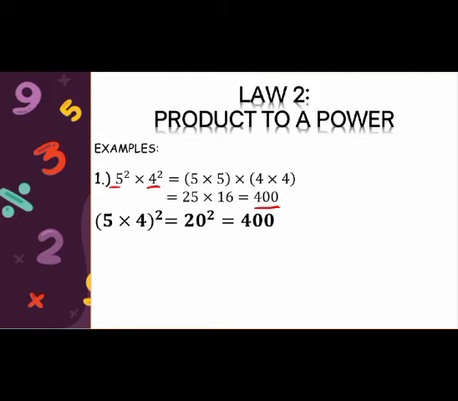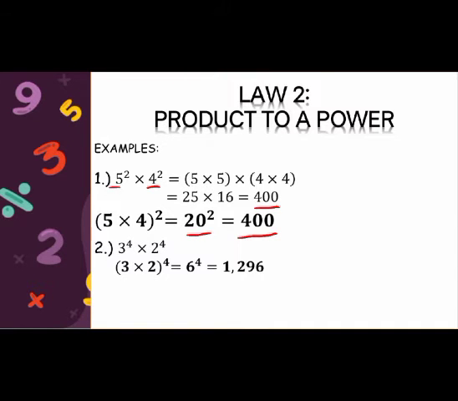But what if we use the rule, which is the product to a power? So we multiply the bases, which are 5 and 4, and keep the exponent, which is 2. So 5 times 4 is equal to 20 squared, and 20 squared is equal to 400. So as you can see, they have the same answer.